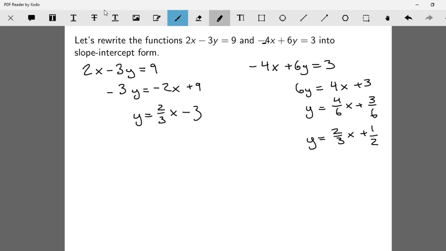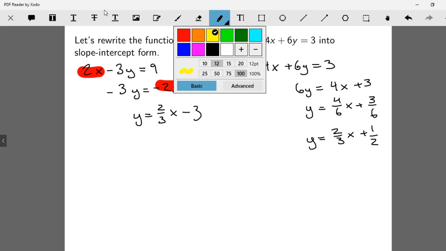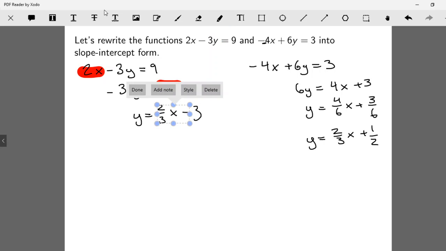So in general, we subtract that x over, and then divide by that coefficient on y. Take the coefficient on y, negative 3, and divide by it. Take the coefficient on y, 6, and divide by it.